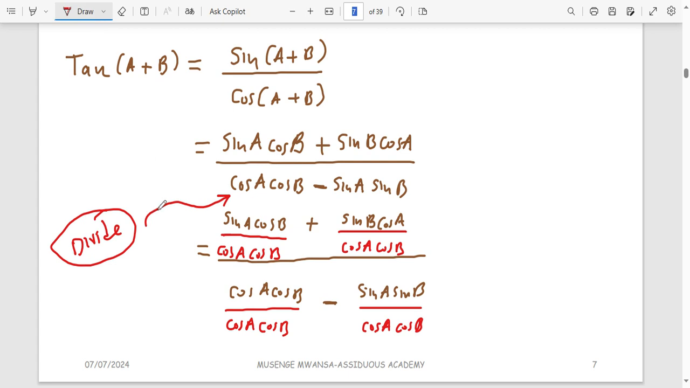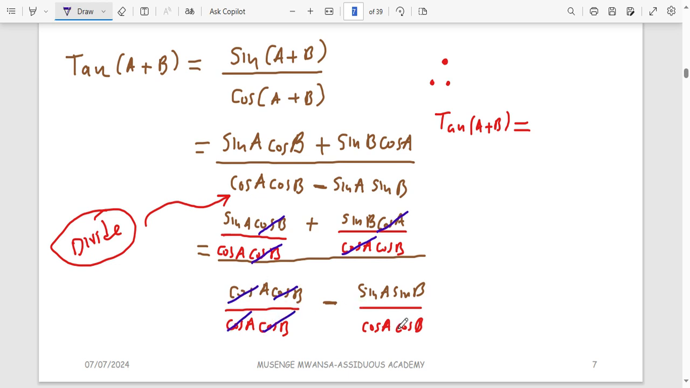And see the interesting thing that is going to happen. Really, no magic. I'll put it here. Therefore, tan(A plus B) is going to be equal to, can you see that cos B will cancel with cos B? Can you see that? What else? Cos A will cancel with cos A. Can you see that here this will cancel with this will cancel with this?